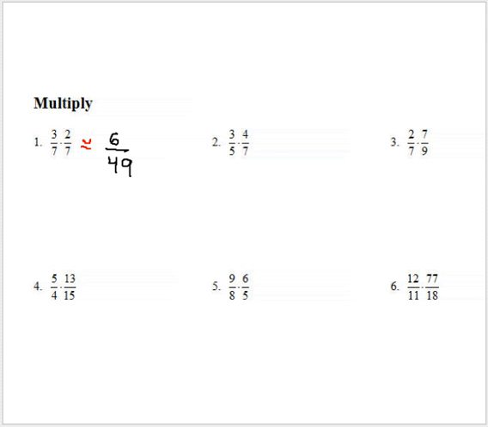And Mirna, you're agreeing with this. That's good. Okay, Jeffrey, can you tell me what would be the answer for number 2? Okay, Jeffrey says it is 12 over 35. Again, we cannot reduce anything. We just simply multiply. If everyone agrees with that, please put a check mark next to your name.